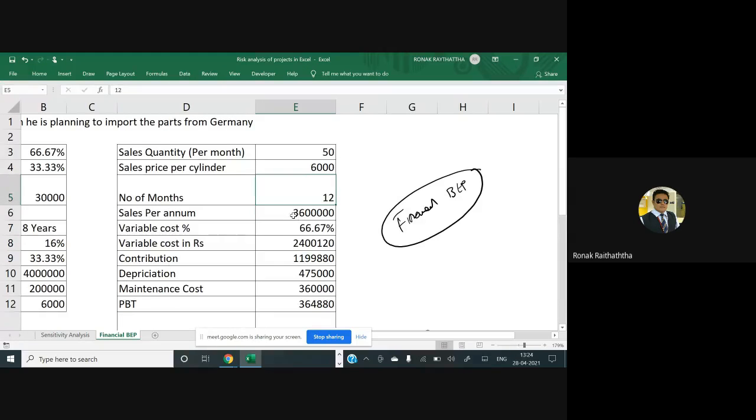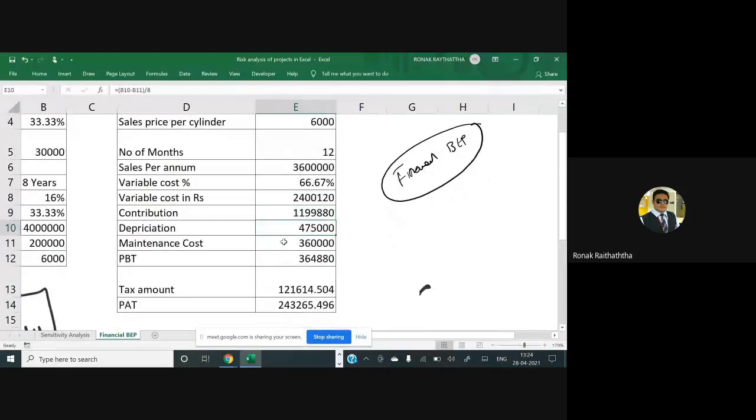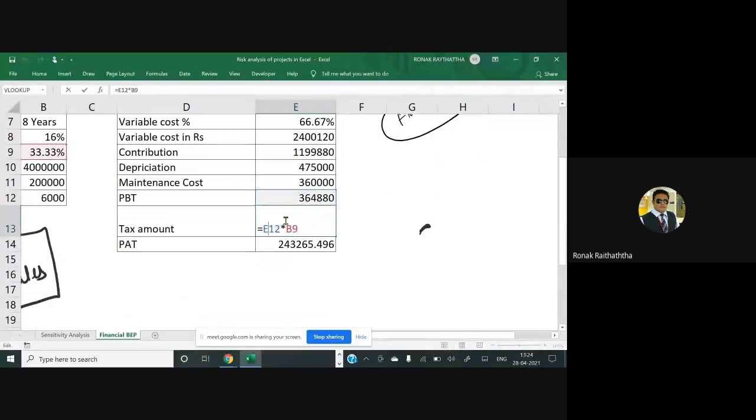Number of months we have. So sales per annum is going to be the multiplication of the initial 3 cells. Variable cost percentage is given to us. Accordingly, we can get the contribution, from which if you reduce depreciation and the maintenance cost, you get the profit before tax. And in profit before tax, you should derive the tax amount. The tax percentage ratio is given to you. Multiply that with the profit before tax, you get the tax amount. You have got the profit after tax.